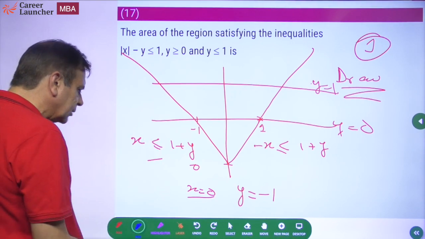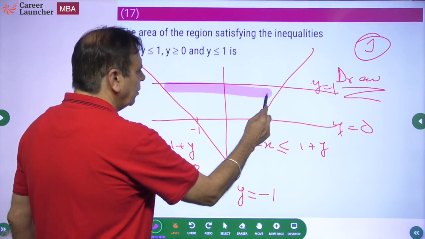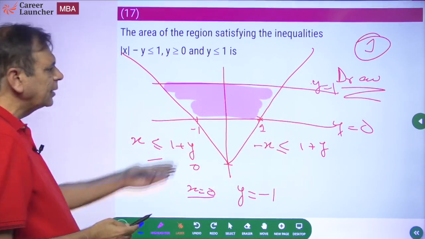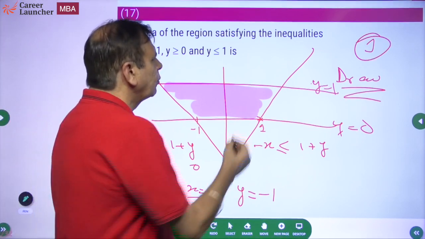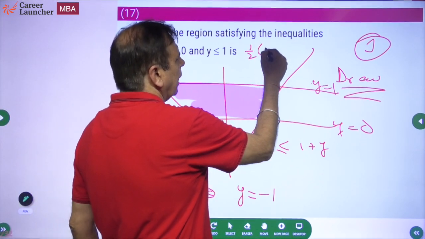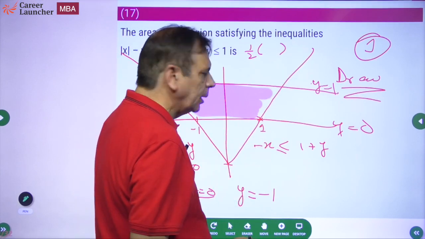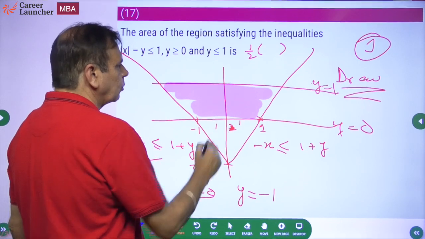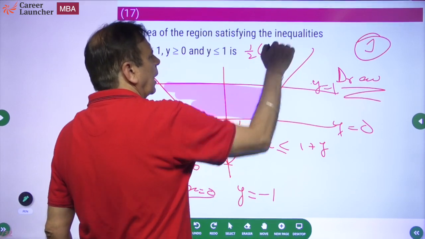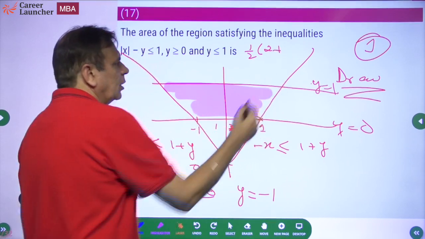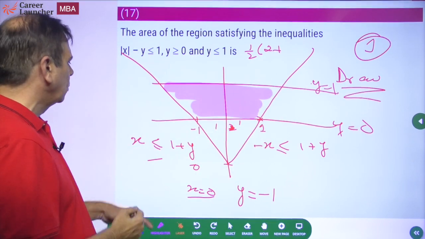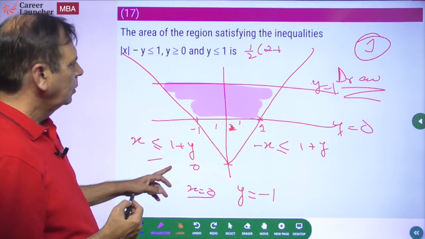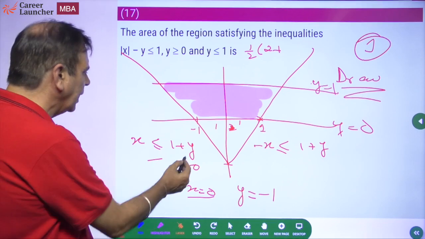What is the relevant area जिसका हमें निकालना है? This is the one. After all, it has to be between y equal to 0 and y equal to 1. What is this? This is a trapezium. What is the area of a trapezium? Half sum of parallel sides into distance between them. Now this is 1 plus 1, 2. If y is equal to 1, x is equal to 2.